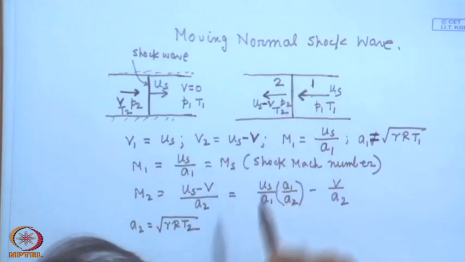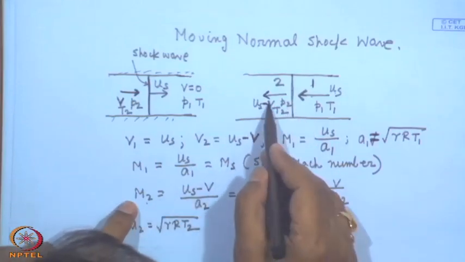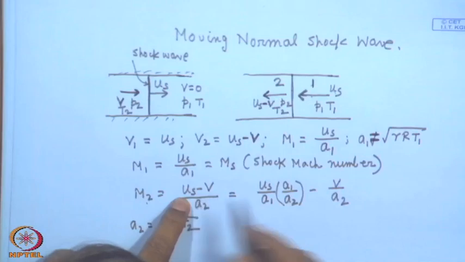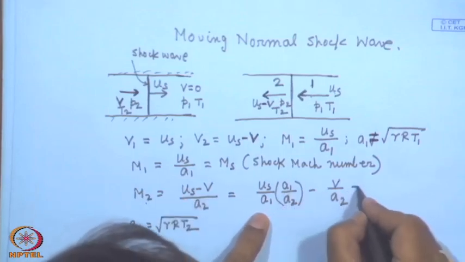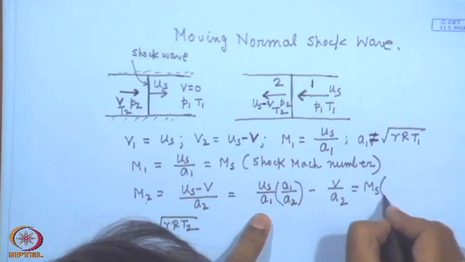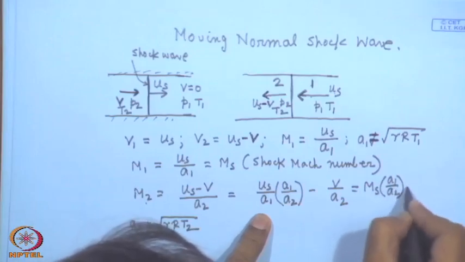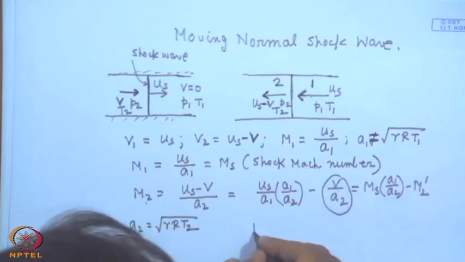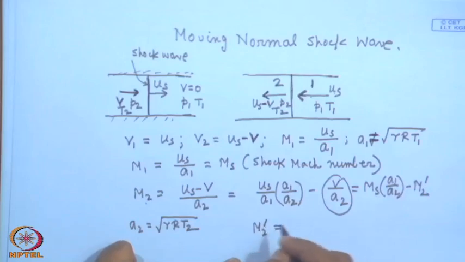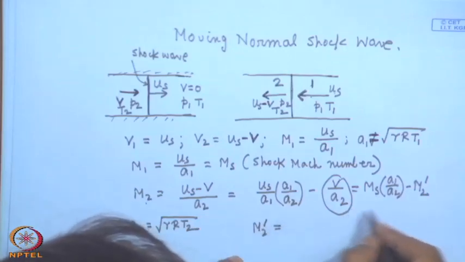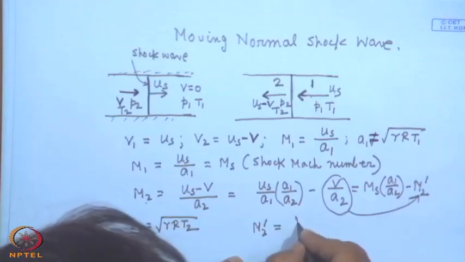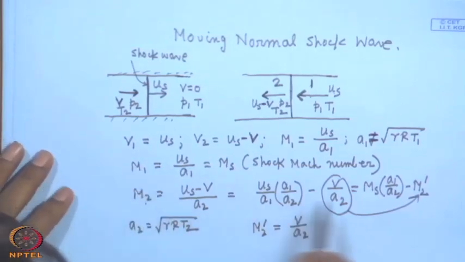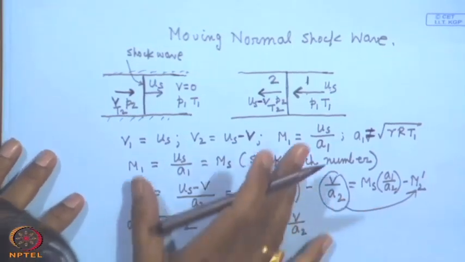So, I am writing in that case the M2 is the velocity, that means the Mach number after the shock, that is the stream velocity Us minus V. So, this is equal to Ms into A1 by A2 minus V by A2, which is written as M2 dash. That means M2 dash is nothing but V by A2. This is an important parameter. So, therefore, this relationship you have to first of all remember, or you have to write those relations.